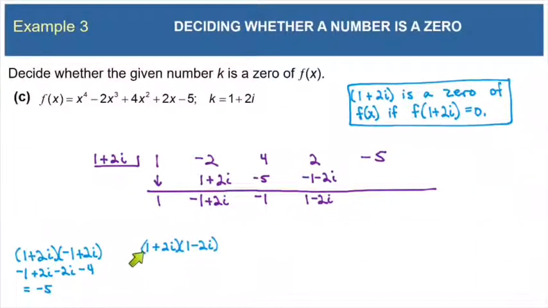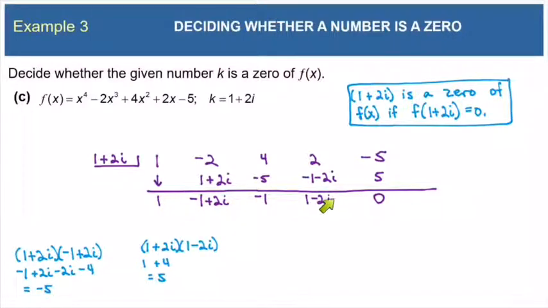Let's go through FOIL again. First times first is 1 times 1, so that's 1. Outer times outer made minus 2i. Inner times inner made plus 2i, so those are going to add up to 0. And then last times last is positive 2i times negative 2i, which would be negative 4i squared. But remember that i squared is equal to negative 1, so you really have negative 4 times negative 1, which is positive 4. So now we have 1 plus 4, that's a total of 5, and that goes here. And then add negative 5 plus 5 is 0.